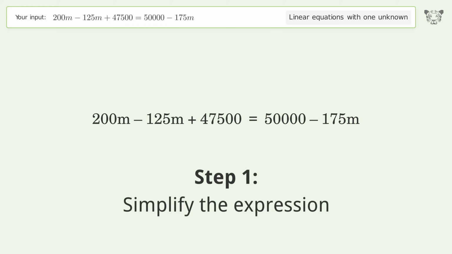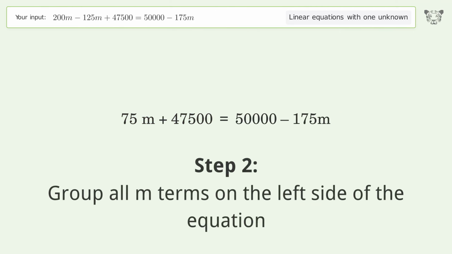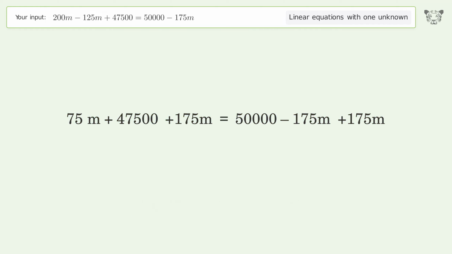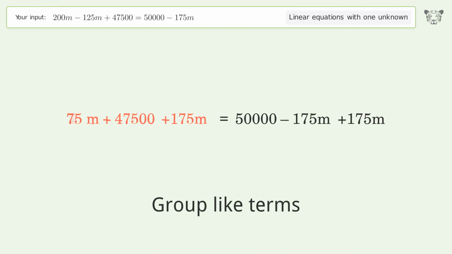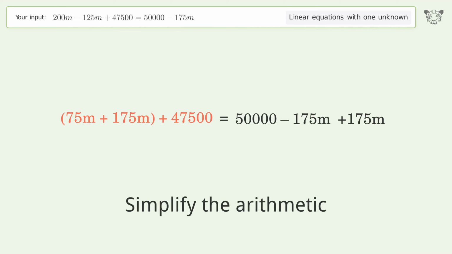Simplify the expression. Simplify the arithmetic. Group all m terms on the left side of the equation. Add 175m to both sides. Group like terms. Simplify the arithmetic.